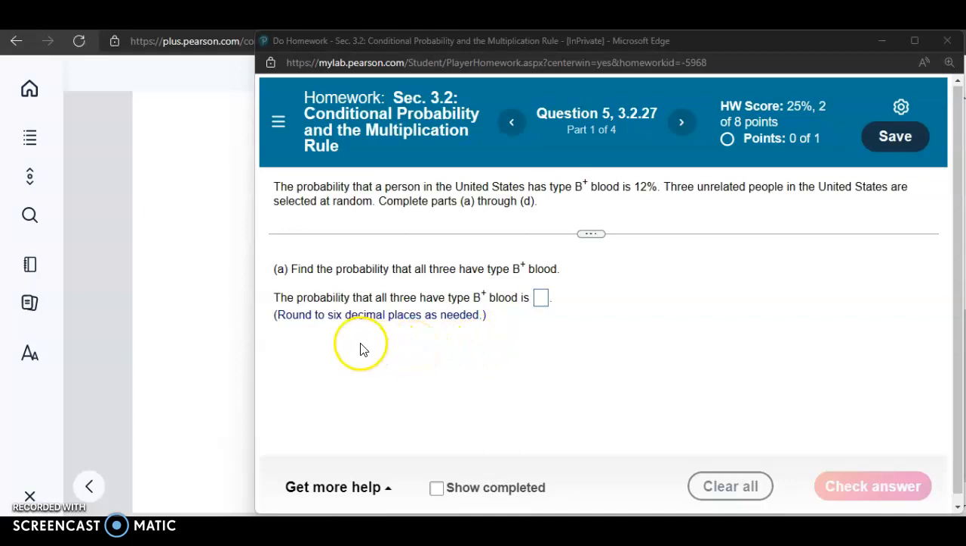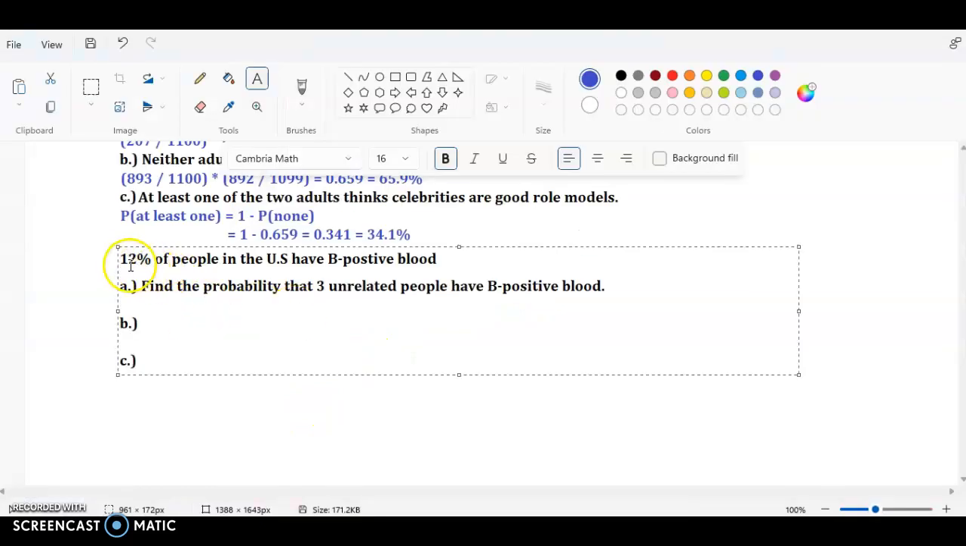Okay, so the first thing we want to realize is that when we get our answer, we're going to want to round it to 6 decimal places as needed. So according to the problem, 12% of people in the US have B positive blood. So part A is asking us to find the probability that 3 unrelated people have that blood type. So the first thing we want to do is convert the percentage into a decimal. Right, that's because we're going to write our answer as a decimal. Okay, so we can use our calculators to do that.